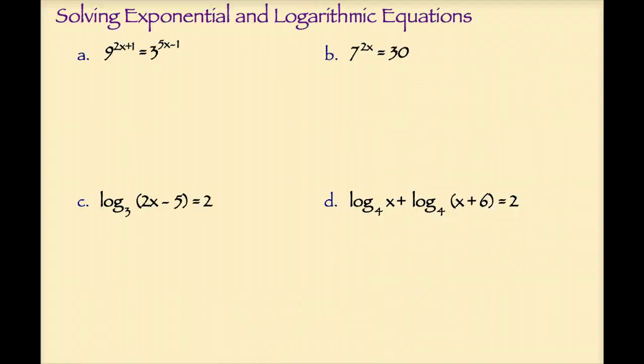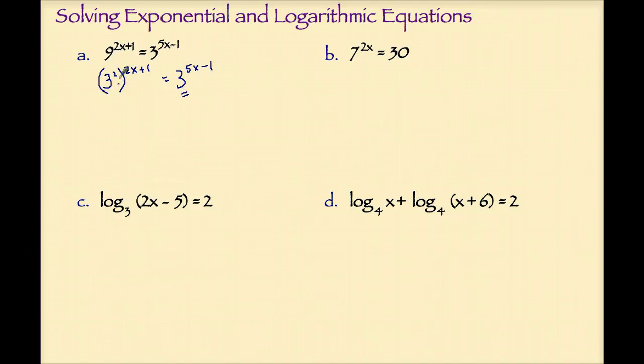Our last topic is solving exponential and logarithmic equations, and there are varying techniques based on the problem that you're given. Let's start with letter A. Notice that the two bases that I have are able to be rewritten so that they have the same base. 9 can be rewritten so that it has a base of 3. 3 squared to the 2x plus 1 is equal to 3 to the 5x plus 1. I don't need to change the base of the right side since it's already a 3.